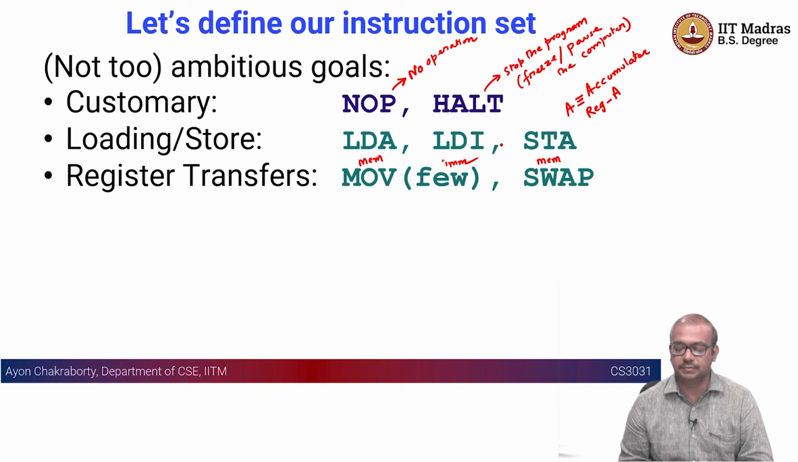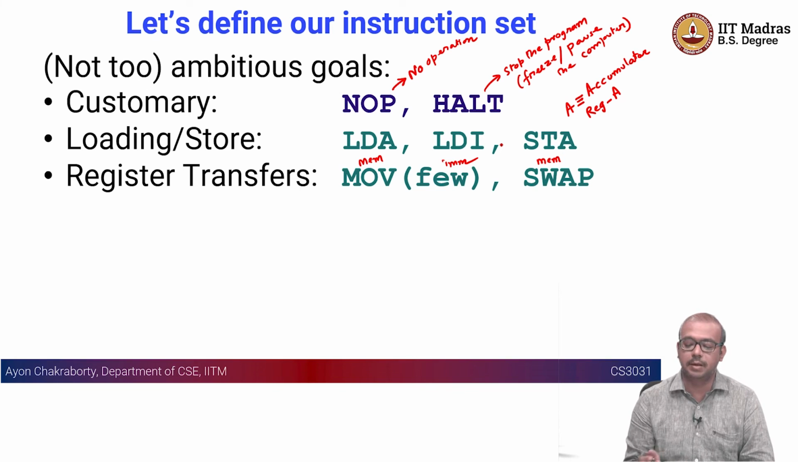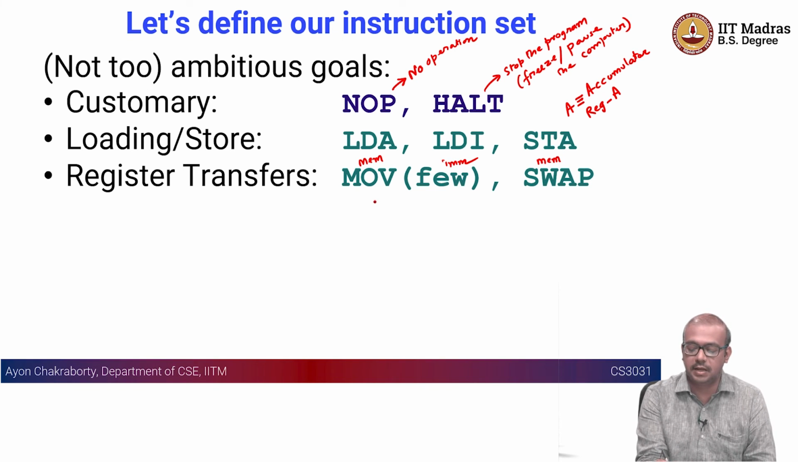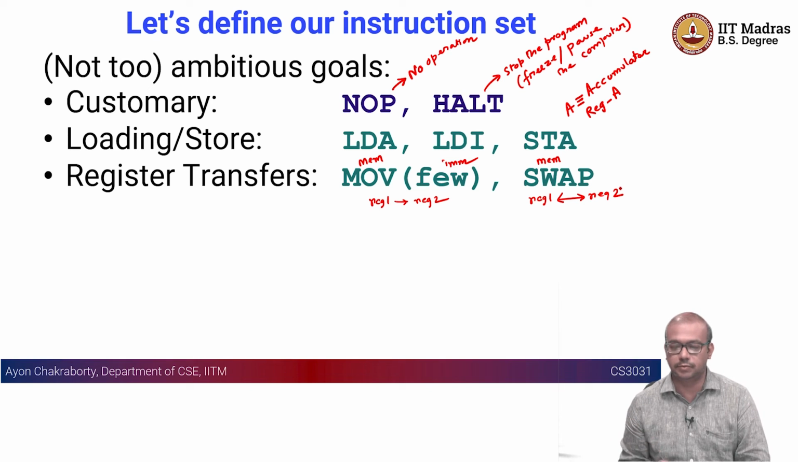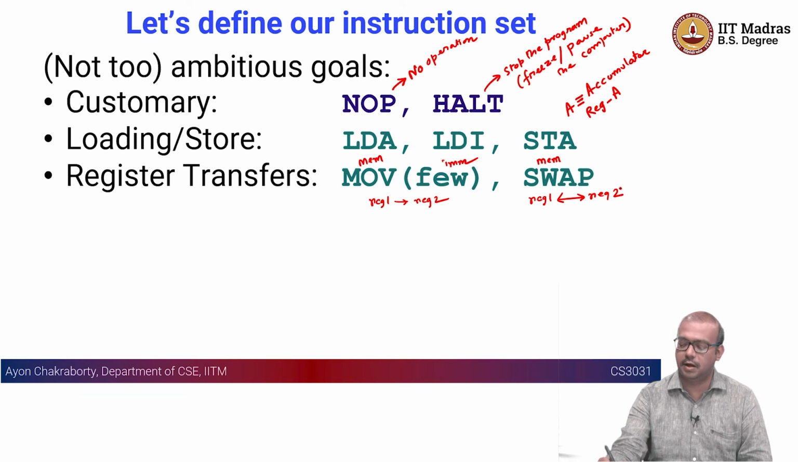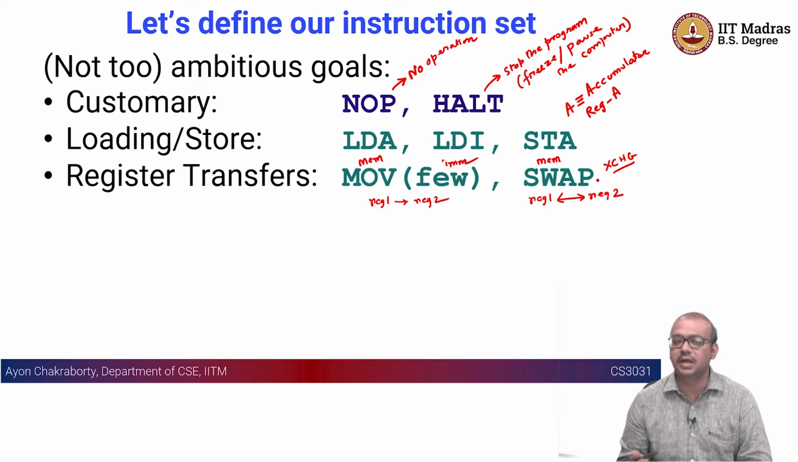Then we have register transfer operations. We can have operations like move. This move is typically from register 1 to some register 2. And we can also have a swap, which is more of an exchange. If you have a register 1 and register 2, I want to swap the contents of these 2 registers. We actually have an instruction called, I think, XCHG, if I'm not mistaken. This is called an exchange operation between 2 registers, which we are calling swap.